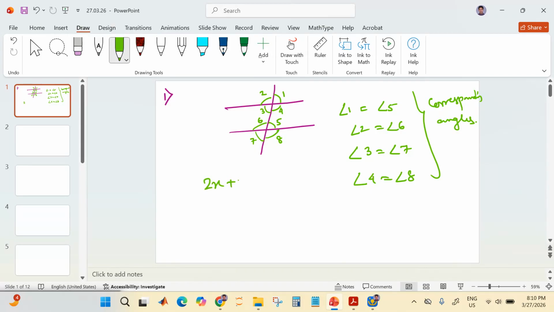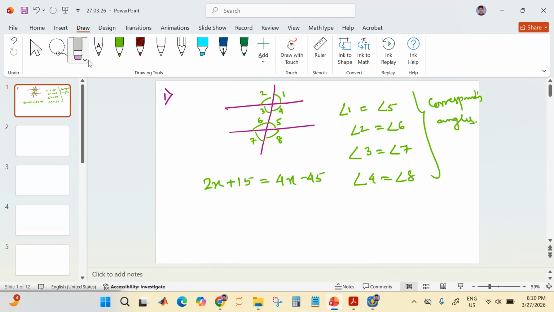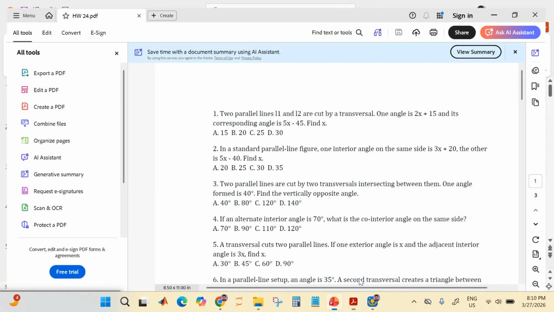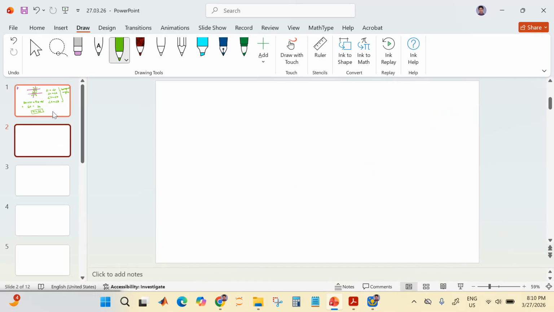So 2x plus 15 equals 5x minus 45. Sorry, it is 5x minus 45. Let's solve it. 5x minus 2x is 3x, and 45 added here gives 60. So x equals 20. What does the question ask? Find the value of x. Remember, x is 20 only. This is the first problem I have solved here.